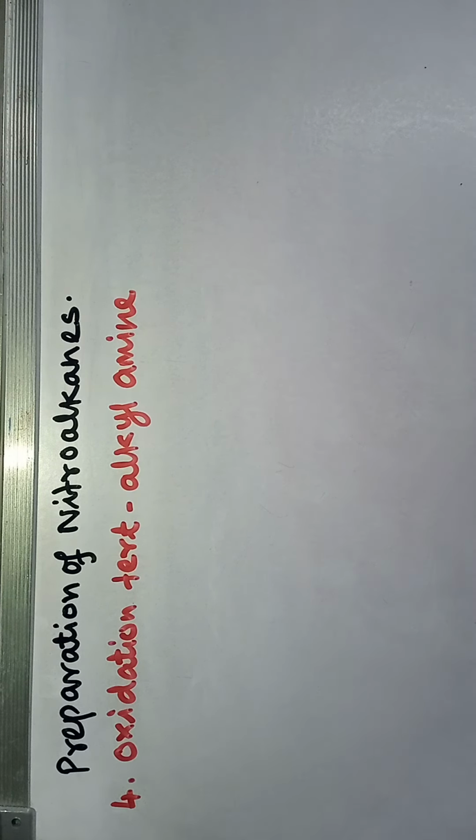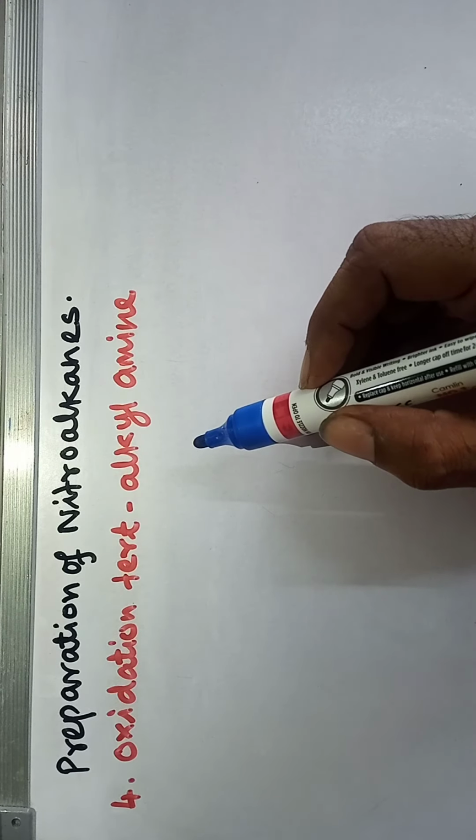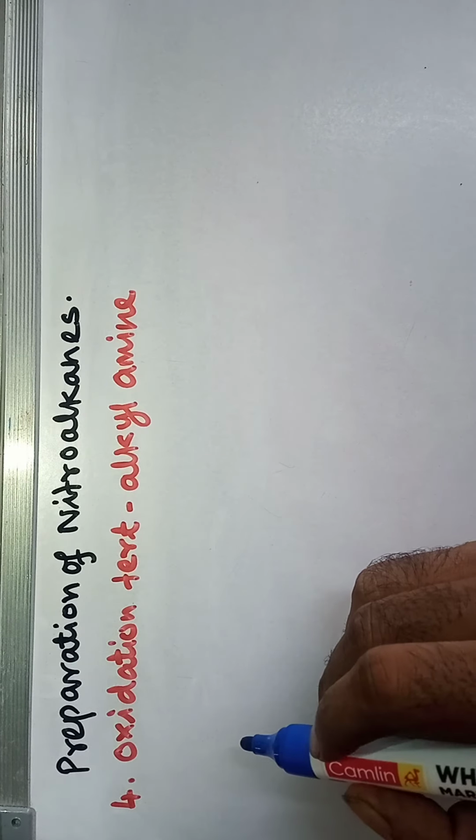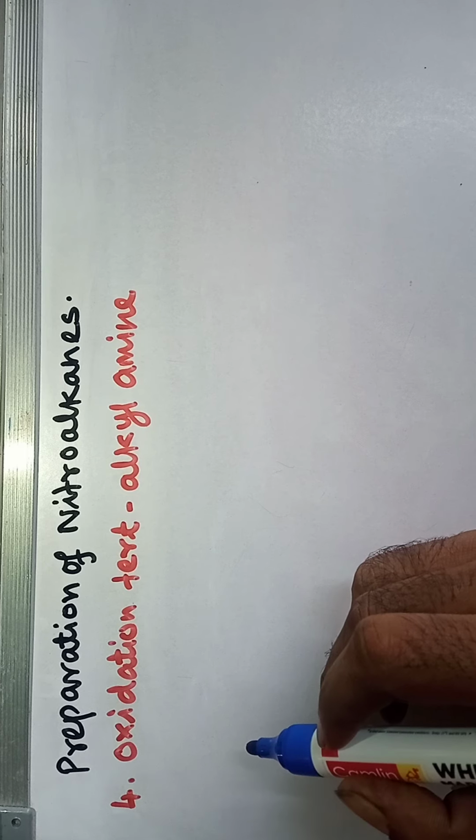The fourth method, oxidation of tertiary alkyl amine. In this method, we are taking the tertiary alkyl amine. It is oxidized with aqueous potassium permanganate. It gives tertiary nitroalkanes. Here on the oxidation of tertiary alkylamine, we are taking tertiary butylamine.